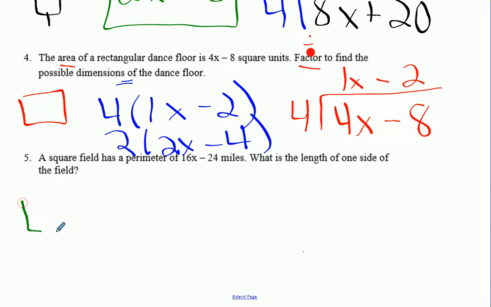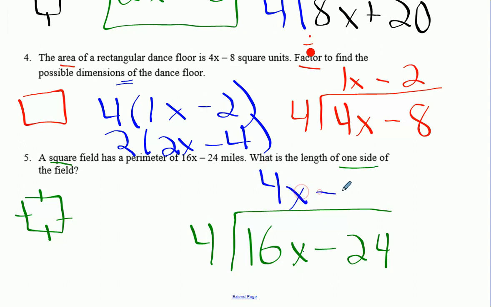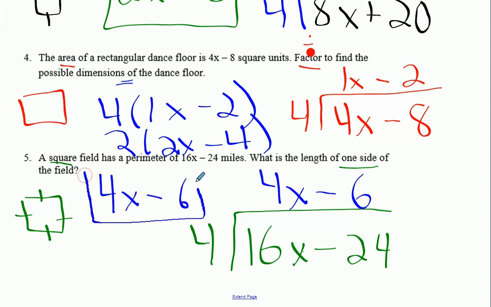Number 5, we're back to the square. A square field has a perimeter of 16x minus 24 miles. What is the length of one side? So again, because it's a square, and I'm looking for just one side, I need to divide this by 4. My final answer, when I factor, would be 4x minus 6. What is my length of just one side? Notice I'm just going to use the 4x minus 6, not the 4 here. So a little bit different. With different word problems, you have to do different operations.